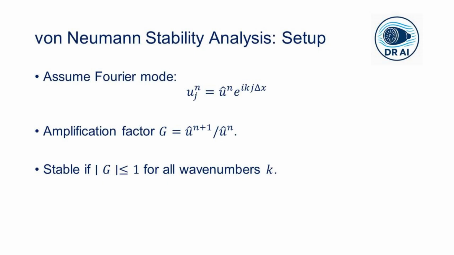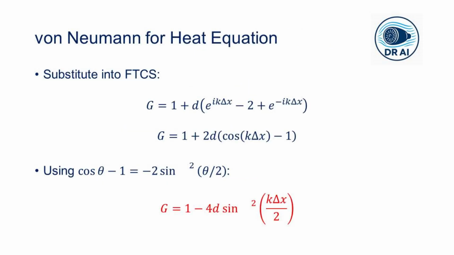So the amplification factor G is defined by u at time level n+1 equals G times u^n. So if the modulus of this amplification factor is less than or equal to 1 for all wave numbers k, the scheme would be stable. But if the modulus of this amplification factor is greater than 1 for any wave number k, that mode grows and causes the instability.